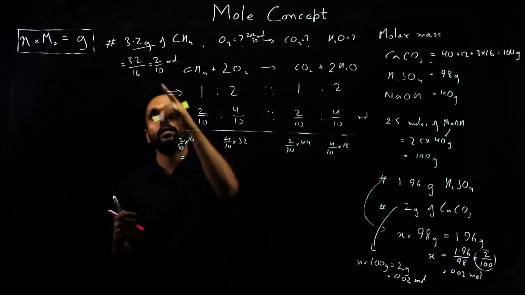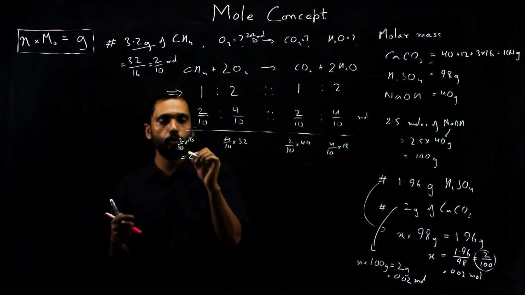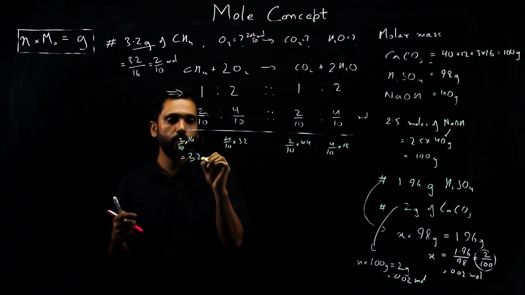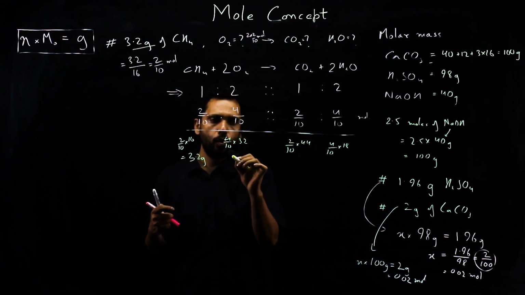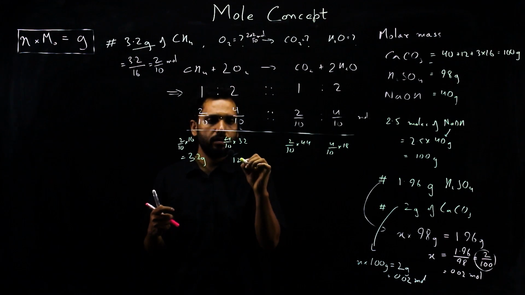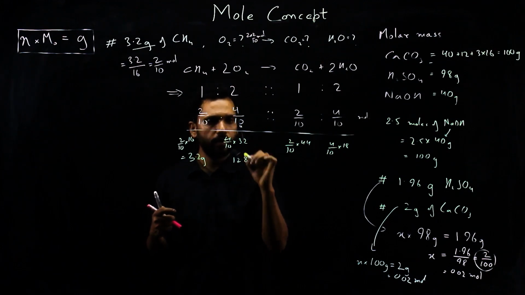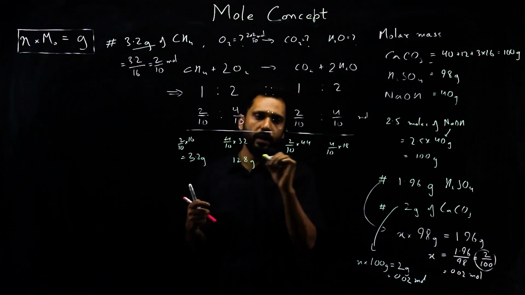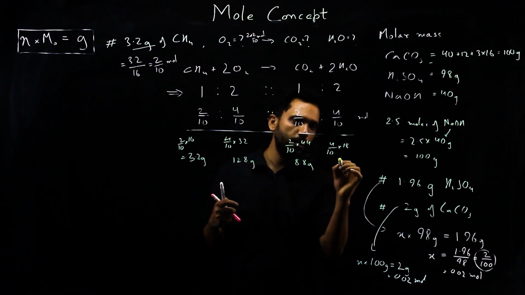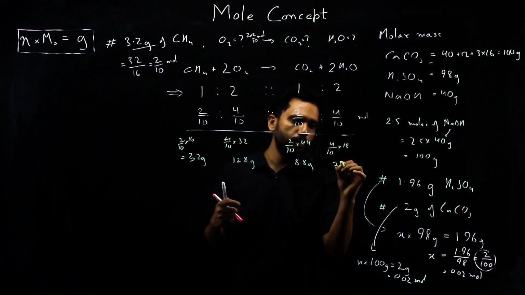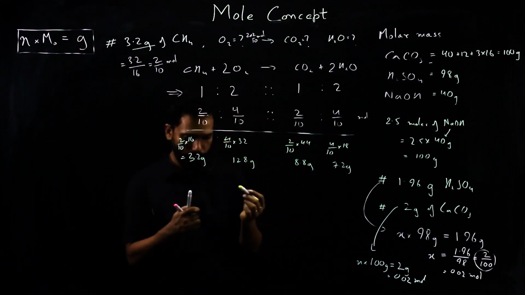This would give you back 3.2. That is how you calculated 2 by 10. So that's your 3.2 grams. And how much is this? This is 12.8 grams, and this is 8.8 grams, and this would be 7.2 grams.